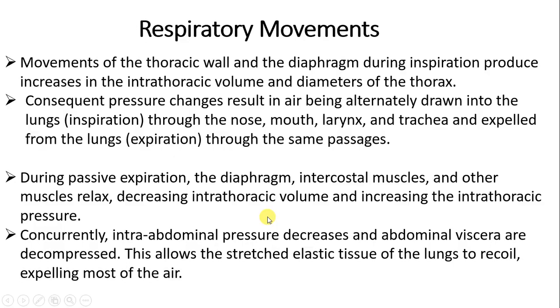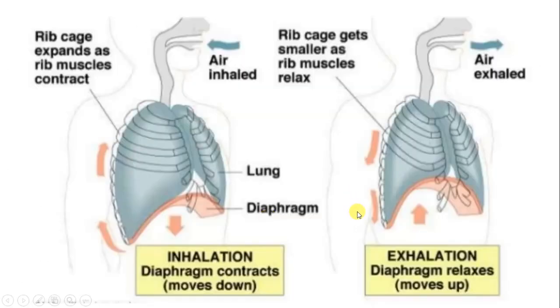Okay, now before we go to the movements of the chest wall that cause changes in the diameters, I think we should have an idea of what actually causes the movement of air into the lungs and out of the lungs. First of all, keep in mind that the lung has a tendency to recoil, to become smaller. It's an elastic tissue, and it has to be kept open.